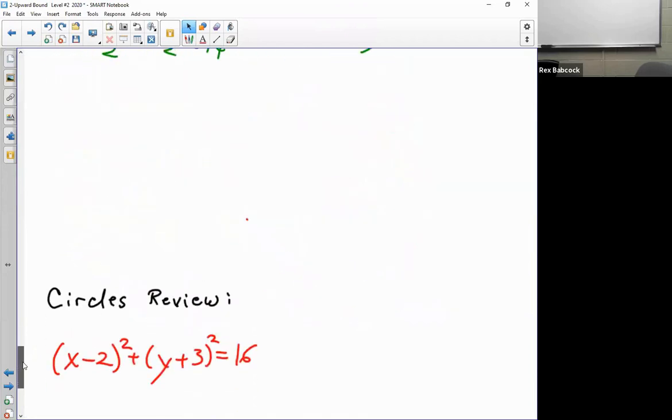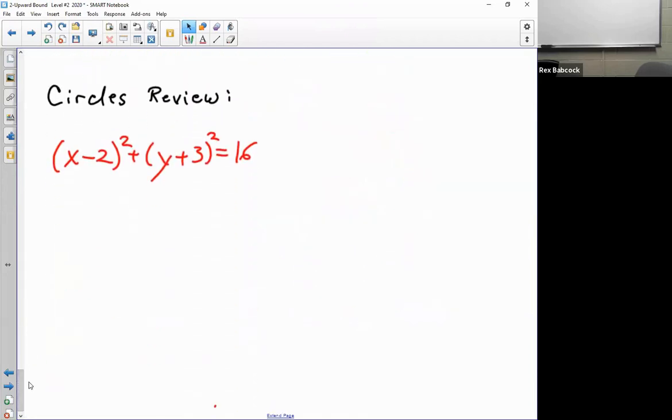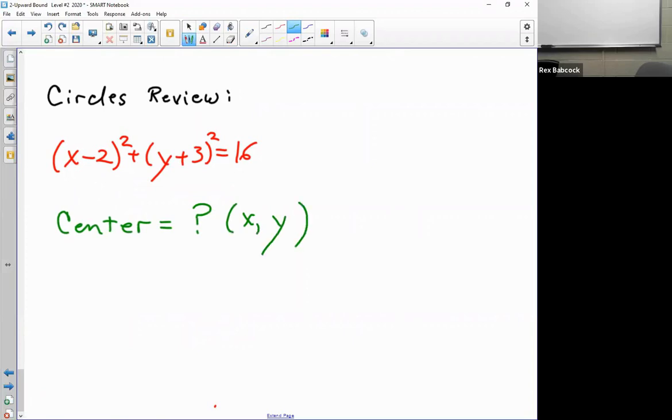And the next thing on the list. Let's do a little review. Without me telling you anything, on that circle right there, tell me what the center is. The center is, I don't know, some point. And tell me what the area is. The area is approximately, I don't know. Without me telling you, do both of those.